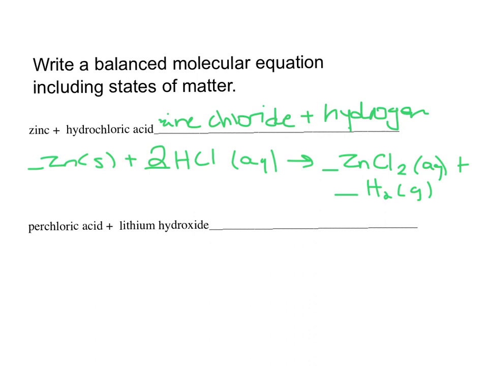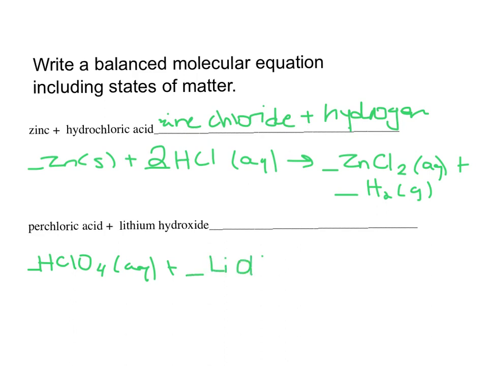Second one, perchloric acid and lithium hydroxide. So perchloric acid with an ic at the end, we're looking for perchlorate. If you look it up on the back of your periodic tables, we're going to have an H in the front because it's an acid. Perchlorate is ClO4. It's an acid, so we know it's going to be aqueous, plus lithium hydroxide.